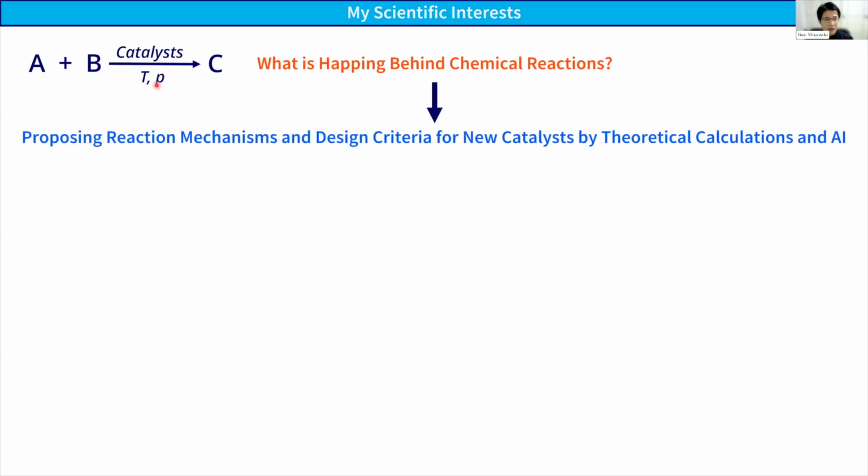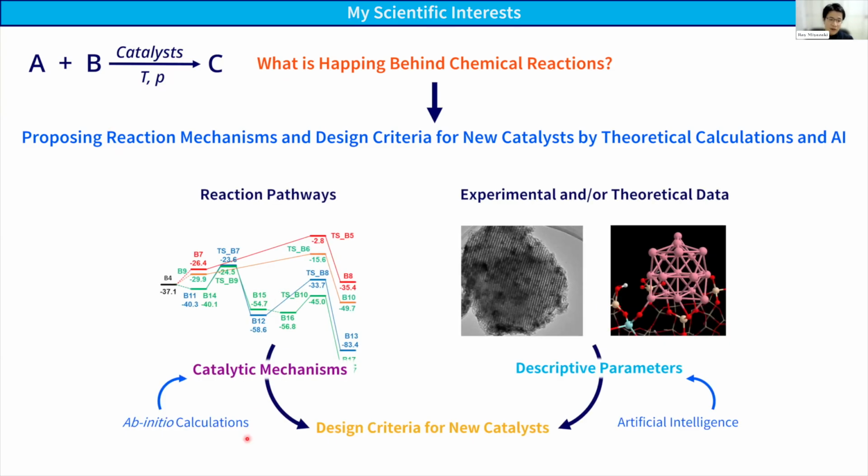So my research purpose is proposing reaction mechanisms and design criteria for new catalysts by theoretical calculation and, recently, AI. For example, by using ab initio calculations like DFT, we can get reaction pathways of the catalytic reactions. And from this, we can extract catalytic mechanisms. Or we can use experimental and theoretical data and combine them using artificial intelligence, and then we can get descriptive parameters that correlate with the target catalytic performance. By using those approaches, we can get design criteria for new and high performance catalysts. And this is my main research topic these days.